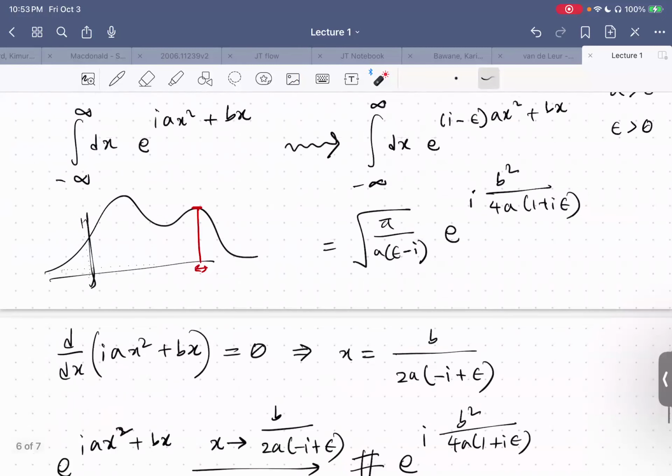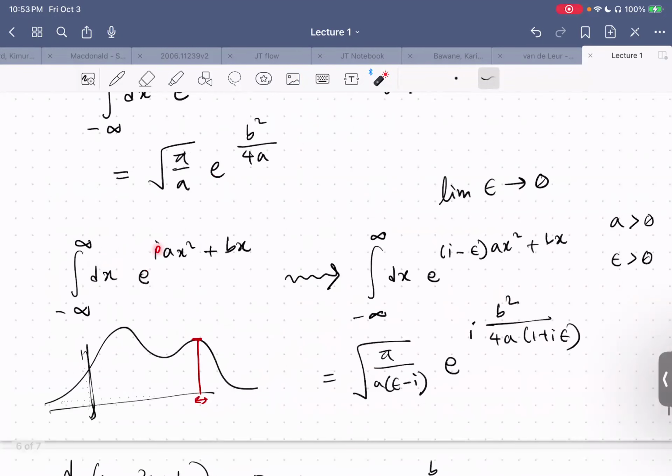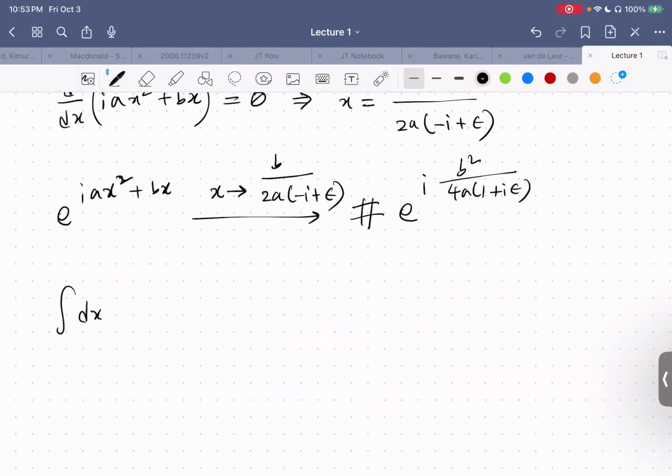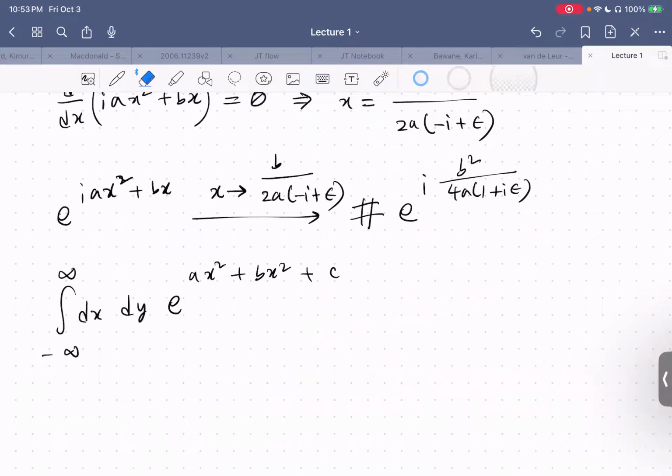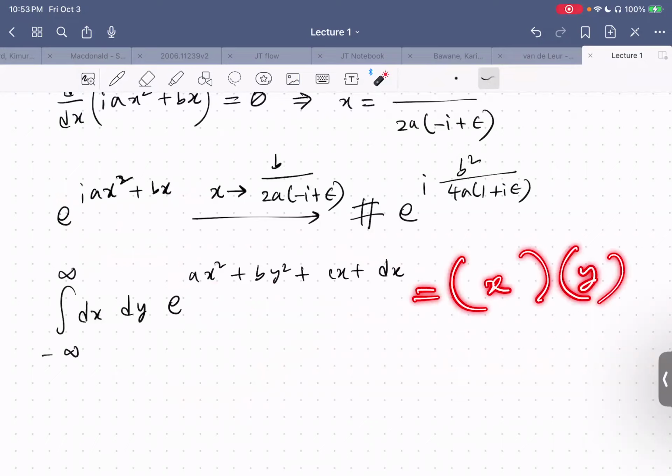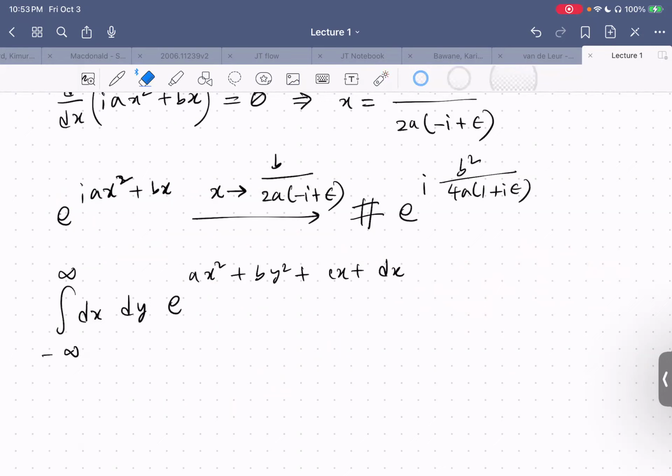There's an i. Okay, but what about if you had integration over two variables? So suppose you have dx dy, both going from minus infinity to plus infinity, and in the exponent you have some function, ax squared plus bx squared, sorry, I want to write y squared. Well, if you have something like this, then it's nothing new, right? Because there are no mixed terms between x and y, so you can write this as a product of two integrations. One depends on x, the other on y. So this is not interesting.